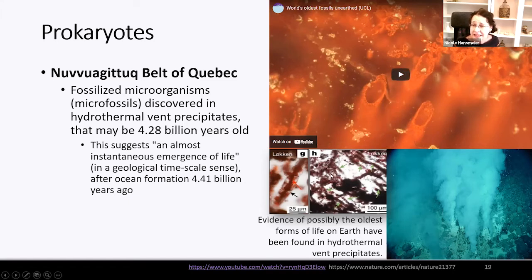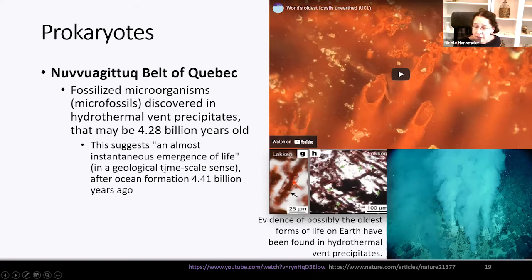And they dated these structures to 4.28 billion years. Here is an interview with the researchers who identified and dated these structures. And they tell you a little bit about how fascinated they were by their research and what they did.